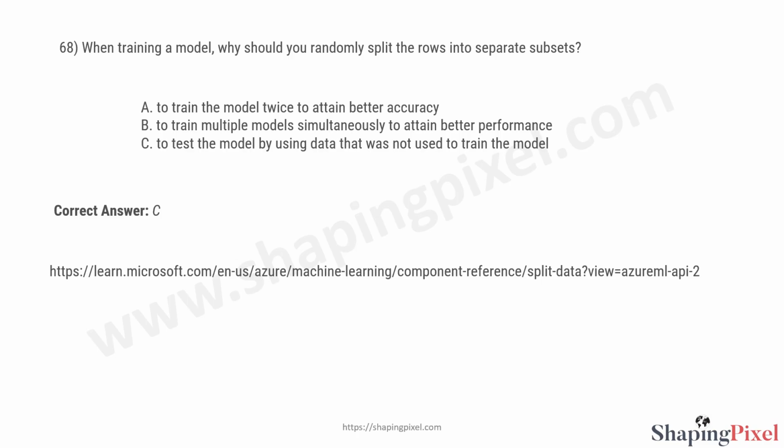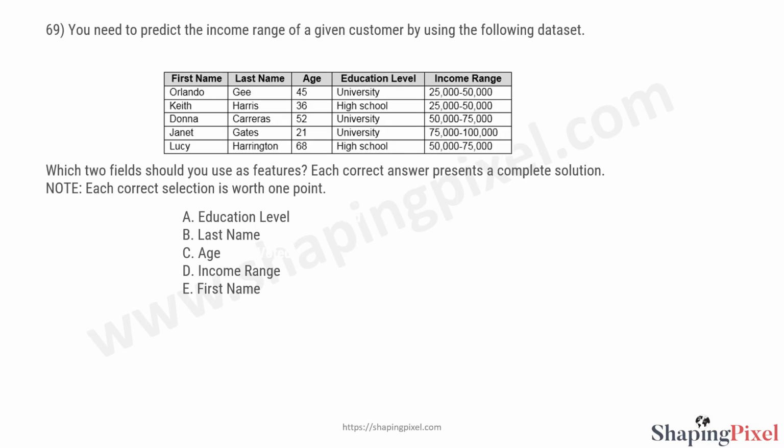Question number 69. You need to predict the income range of a given customer by using the following dataset. You can pause the video to have a look at the dataset. Which two fields should you use as features? Each correct answer represents a complete solution. Each correct selection is worth 1 point. We have the following five options: education level, last name, age, income range, first name.